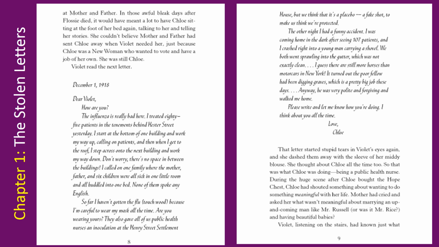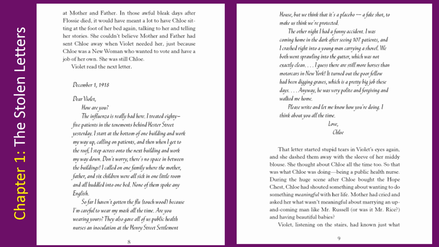Page 8. Violet clenched the letter in her hand and was furious at Mother and Father. In those awful, bleak days after Flossie died, it would have meant a lot to have Chloe sitting at the foot of her bed again, talking to her and telling her stories. She couldn't believe Mother and Father had sent Chloe away when Violet needed her, just because Chloe was a new woman who wanted to vote and have a job of her own. She was still Chloe. Violet read the next letter.